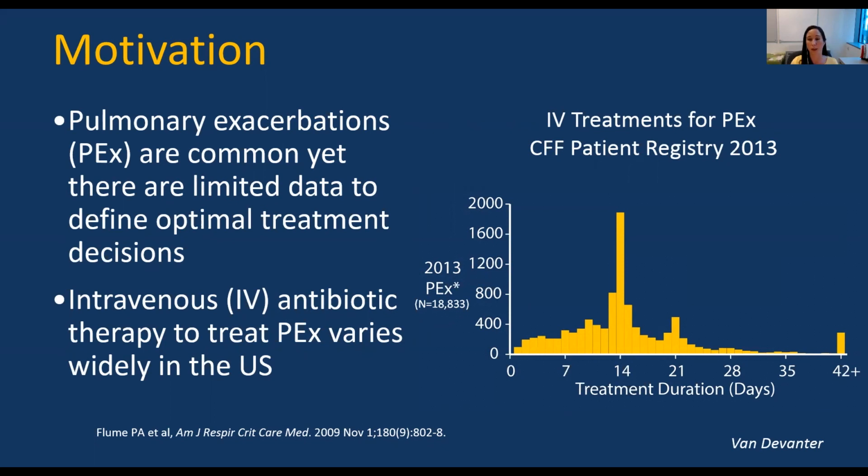And here on the right panel, you can see IV treatment duration for exacerbations from the registry data. And you can see there's a mode at 14 days, but otherwise there's also a lot of variability in how long people are treated with IV antibiotics for an exacerbation.